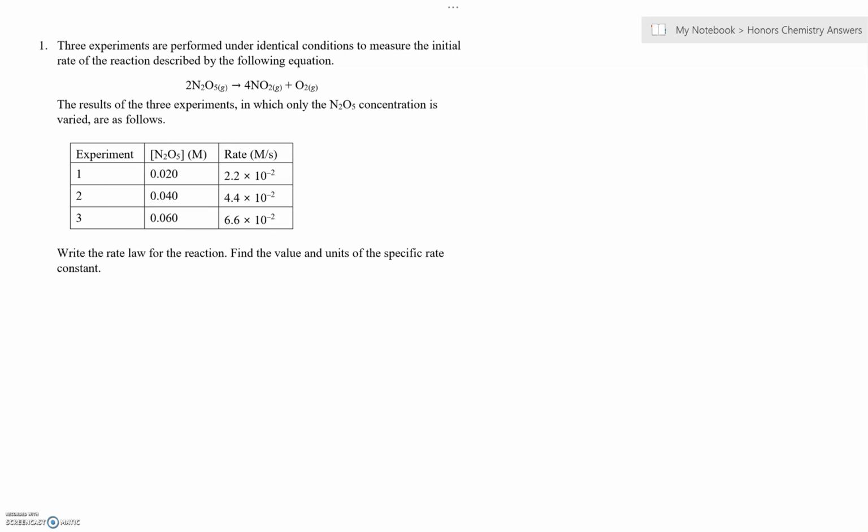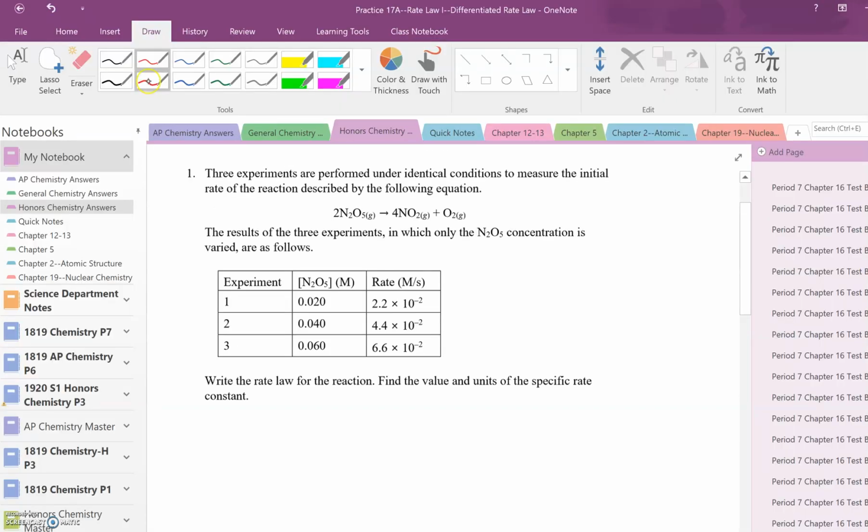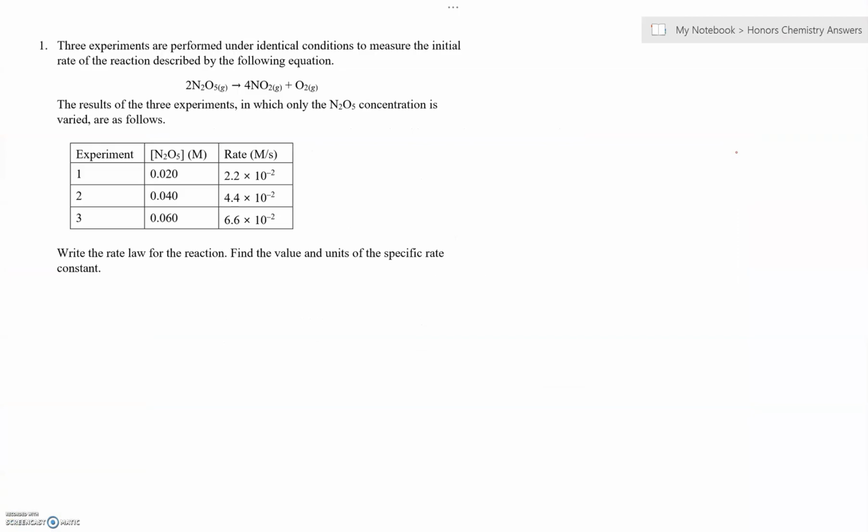Let's jump right in and see what happens. So what we're trying to find when we're writing a rate law is the value of the rate constant K and the order of whatever reactant or reactants we have. We only have one reactant. This is dinitrogen pentoxide, and we have three reactions here.